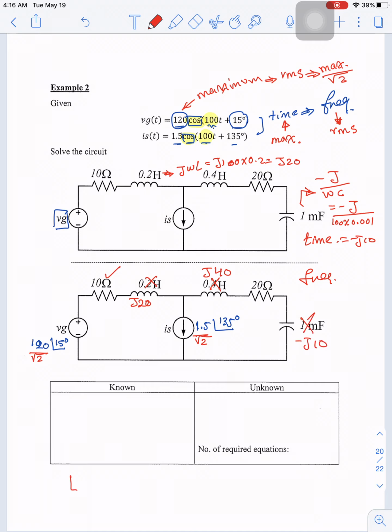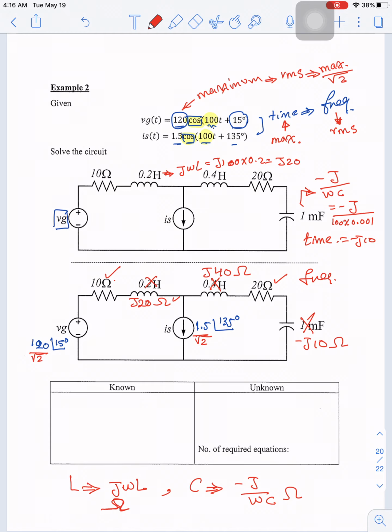So to convert L, you calculate J omega L. To convert C, you calculate minus J divided by omega C. The unit for J omega L is ohm. The unit for minus J over omega C is ohm. So every element's unit is ohm, and your circuit now is totally in ohms. So you can use Ohm's law. No more differentiation, no more integration. So you don't need to solve a differential equation here.